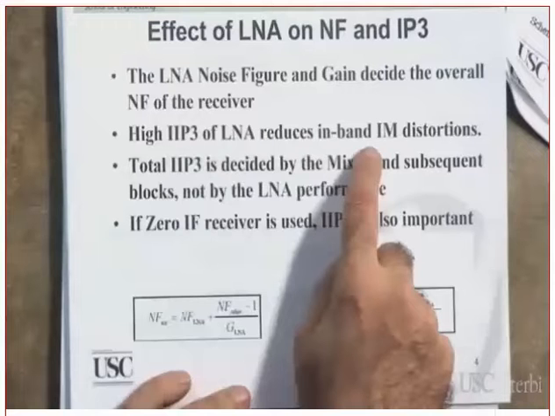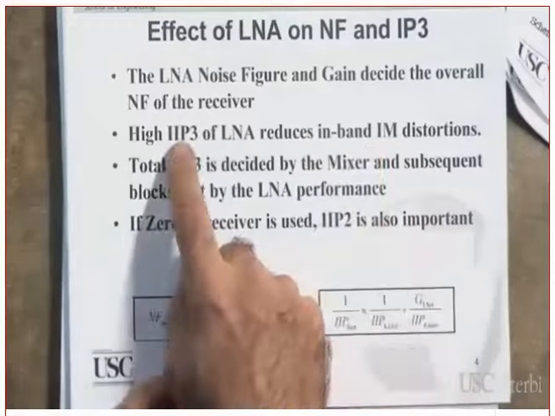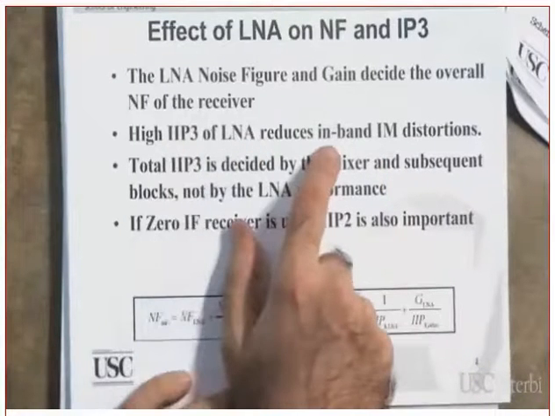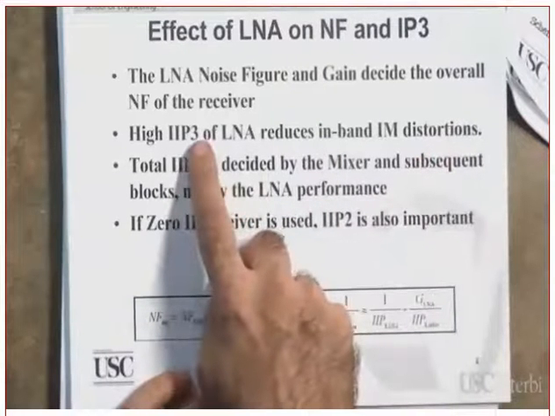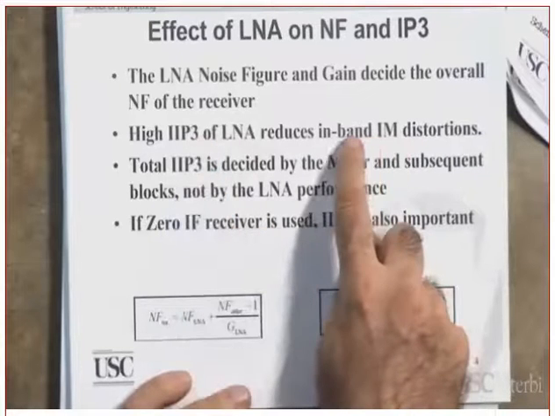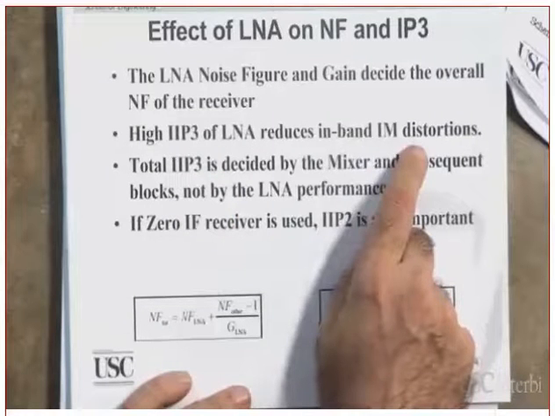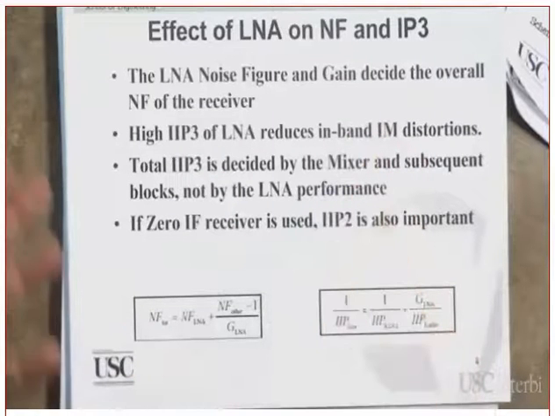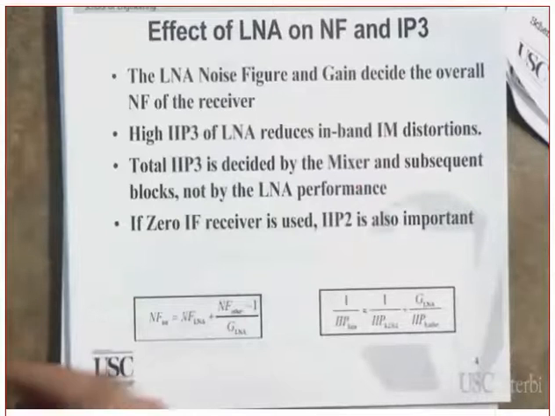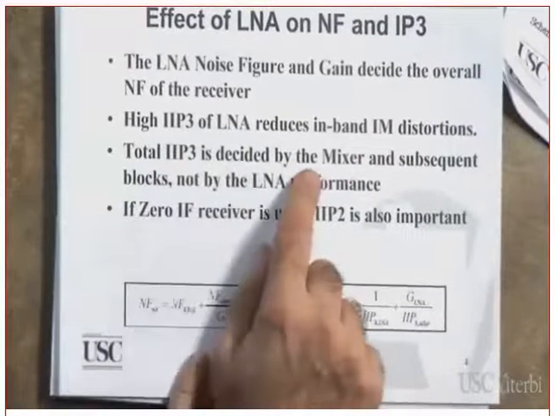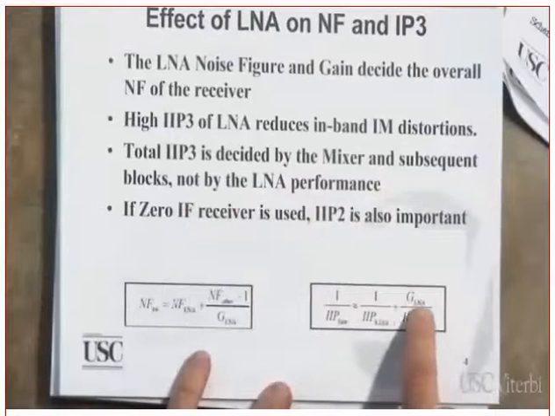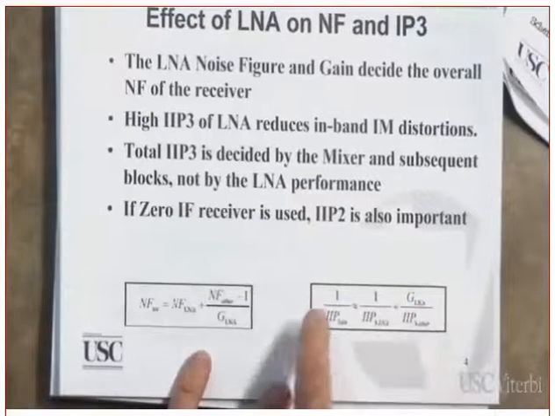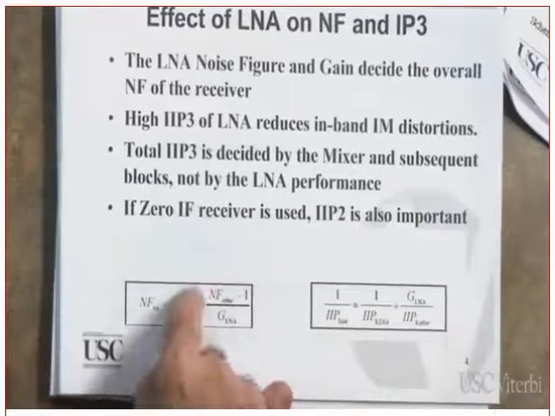IIP3 of LNA reduces the in-band. What does that mean? High IIP3 reduces the in-band IM distortion. Why? High IIP3 means the amplifier is more linear. Yes? And why am I only interested in the in-band IM distortion? Out-of-band, what do I care about? The filters will get rid of it. Clear? Okay. Total IIP3 is decided by the mixer and the subsequent blocks, not by the LNA performance. You can see that its effect is minimal, because this one is 1 over this. Clear? But for this one, it is important.